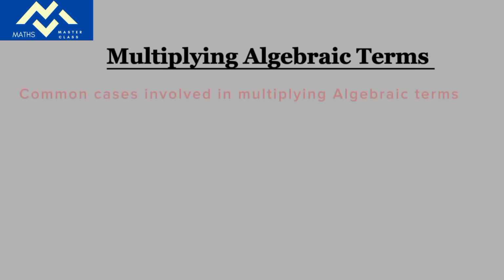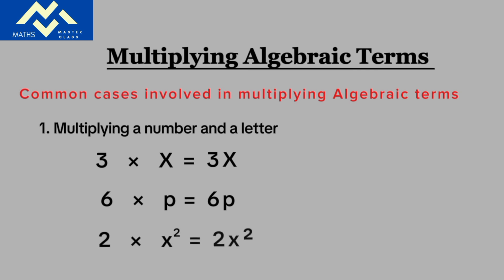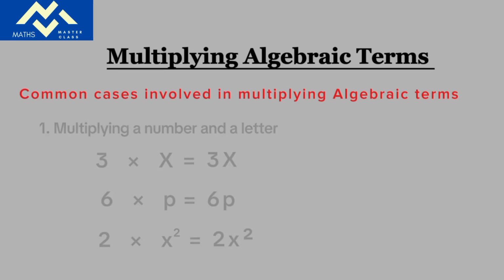Let's quickly look at the common cases involved in multiplying algebraic terms. 1. When multiplying a number and a letter. In other words, when a constant is multiplying a variable. Example, 3 times x. This equals 3x. 6 times p equals 6p. 2 times x squared equals 2x squared. Notice how the number and the letter simply stay together. This means, when multiplying a number and a letter, you just bring them together.